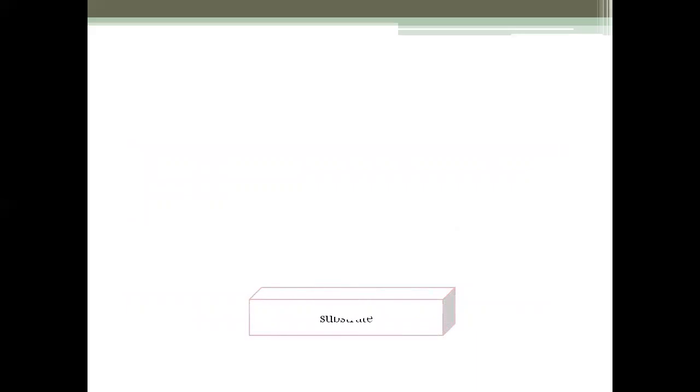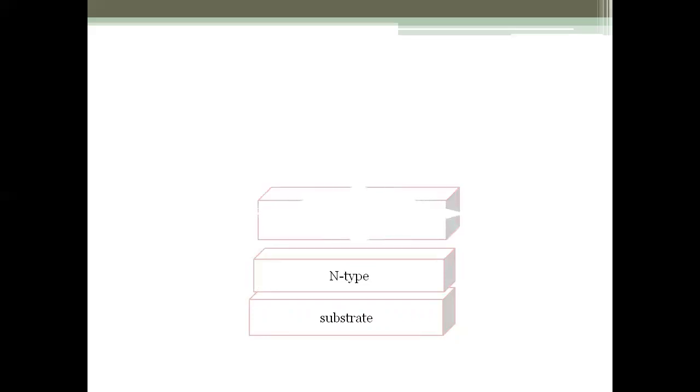In the figure, you can observe that this is a substrate on which an N-type material has been placed. Again, on the N-type material, P-type material is deposited. Then between those two N-type and P-type materials, a depletion region is formed, which is called the active region. An electrode has been taken out of the P-type material and another electrode is taken from the substrate. The electrode taken from the P-type material is called the cathode, and the electrode taken from the substrate is called the anode.